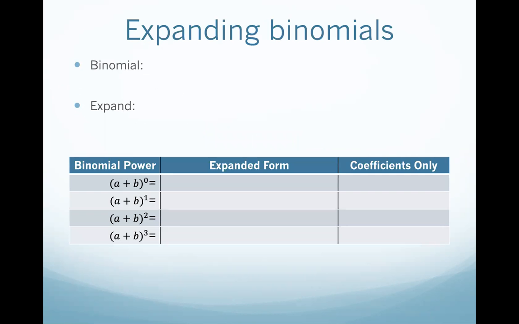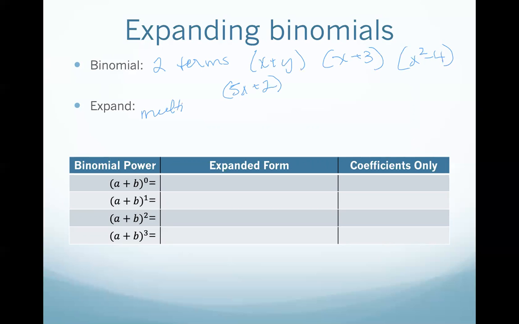So when we're expanding binomials, and this was part of your activity, that last question, a binomial is two terms. So when we are looking at binomials, it's anything with two terms, such as x plus y, x plus 3. We could even have x squared minus 4, 5x plus 2, anything with two terms. To expand it means to multiply into standard form.